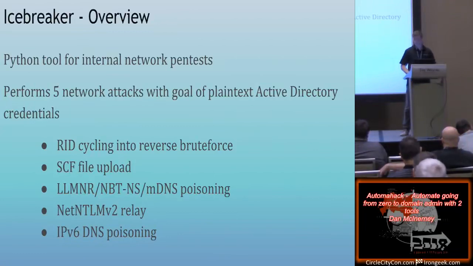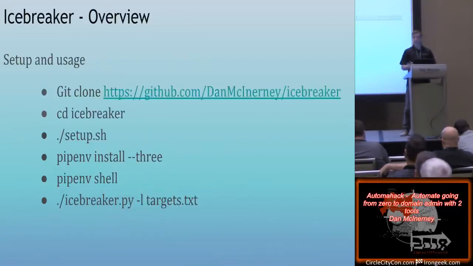Net-NTLM version 2 relaying using the Impacket library, which is my favorite attack. And then IP version 6 DNS poisoning. This is the newest attack that it includes using a tool called mitm6 from Fox-IT. Or maybe it's FoxIt. Again, I'm not really sure. But that's a really cool tool that does some really neat, complex attacks to get network hashes from people on the Active Directory environment.